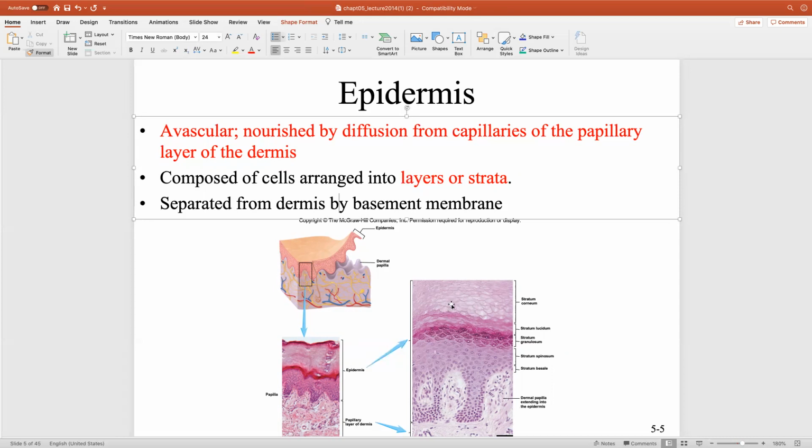Now, we can't call each one of these cells a stratified squamous cell, right? Because if we look at it individually, it's just one squamous cell. That's it, right? So what do we call each of these cells then? We call each of these cells keratinocytes.